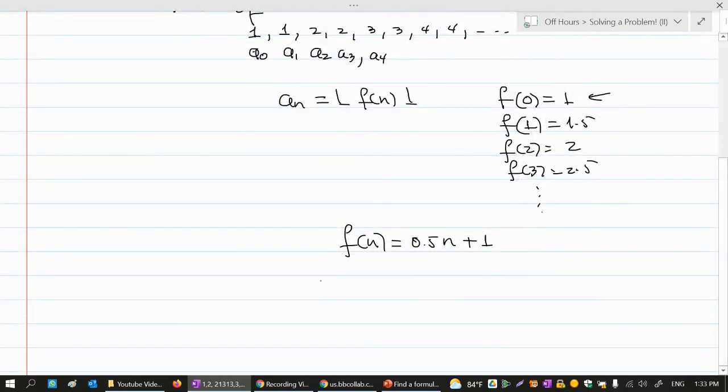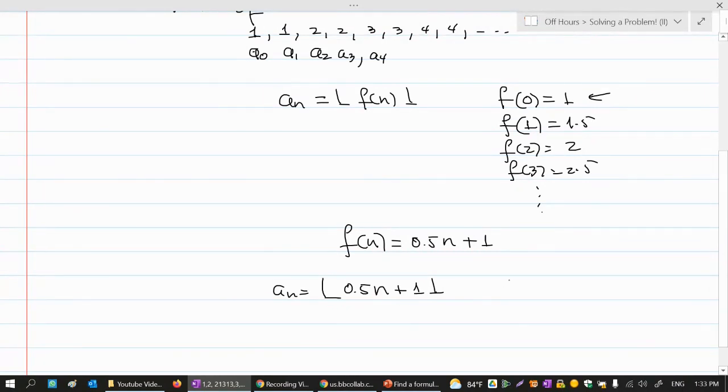And now it is easy to check that whenever you find the floor of 0.5 n plus 1, this expression a sub n defined in this way is going to be a formula for that sequence. You can check here that, for example, when n is 0, 0.5 times 0 is 0, plus 1 is 1, the floor of 1 is 1. But when n is 1, 0.5 times 1 is 0.5, plus 1 is 1.5, the floor is 1, and so forth.